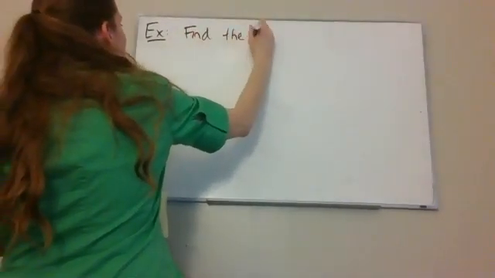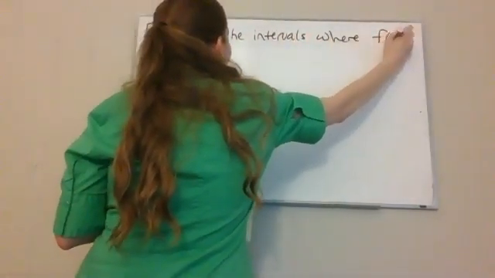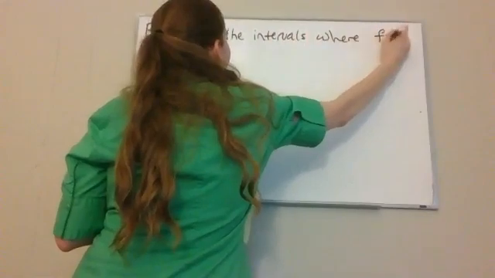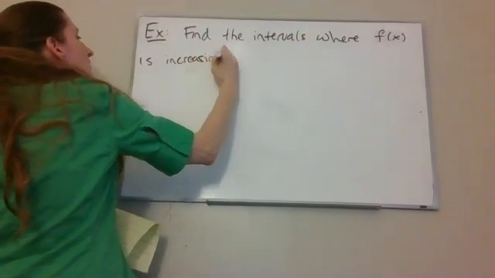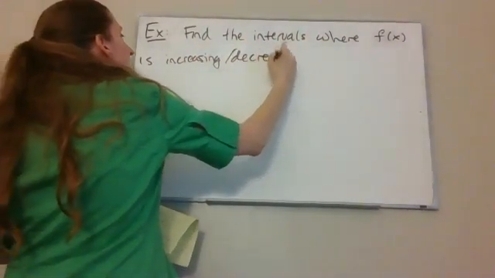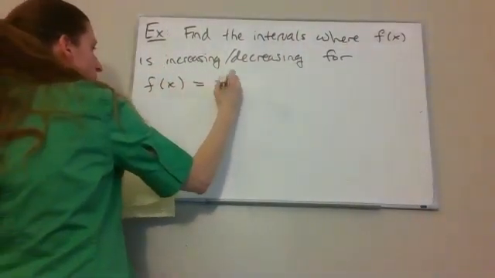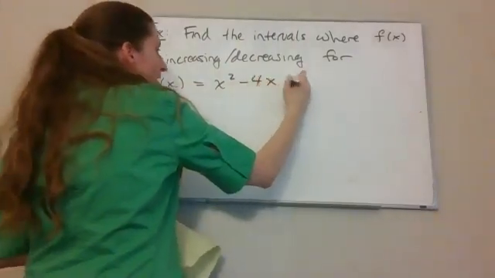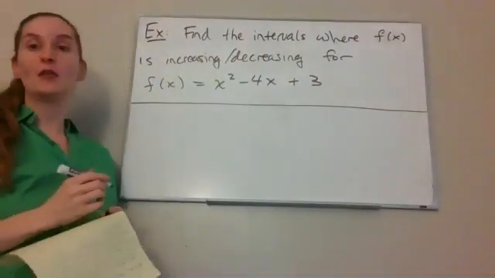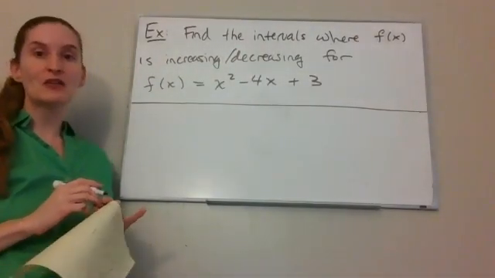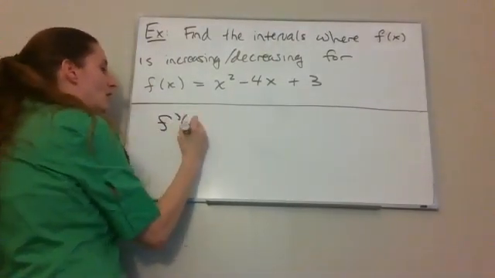So find the intervals where f of x is increasing or decreasing for the function f of x equals x squared minus 4x plus 3. So we know that the function is going to increase when the derivative is positive, and it decreases when the derivative is negative. So let's start by finding our derivative.